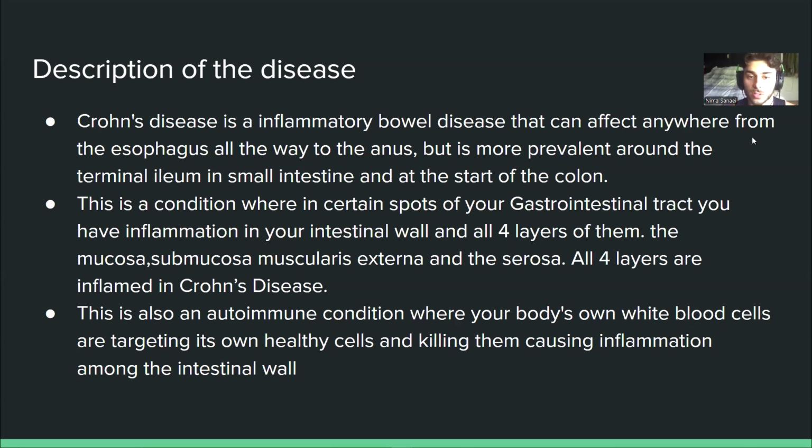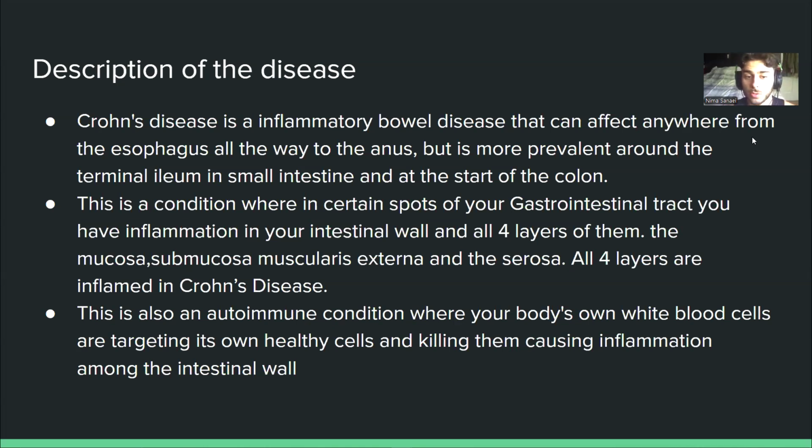This is a condition where, in certain spots of your gastrointestinal tract, you have inflammation in the intestinal wall and all four layers of it: the mucosa, submucosa, muscularis externa, and the serosa. Going a little bit deeper into it, our microvilli and villi are also being damaged, which causes further problems, but we'll get into those at a later time as well.